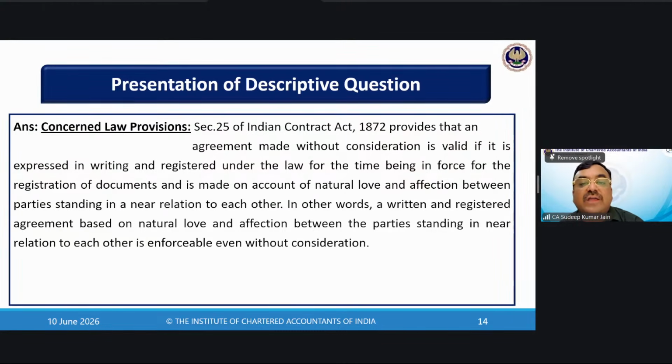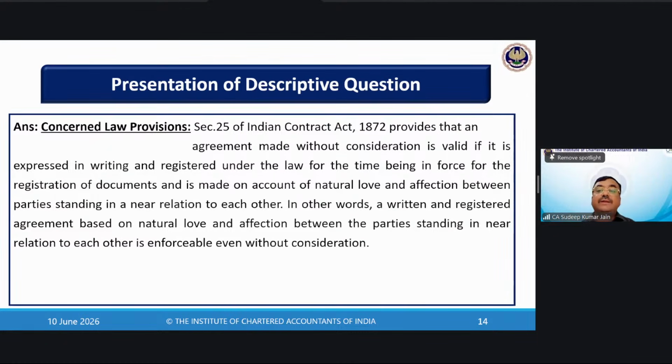Section 25 of the Indian Contract Act, 1872: an agreement made without consideration is valid if it is expressed in writing and registered under the law for the time being in force for the registration of documents, and is made on account of natural love and affection between parties standing in near relation to each other. In other words, a written and registered agreement based on natural love and affection between the parties standing in near relation to each other is enforceable even without consideration.